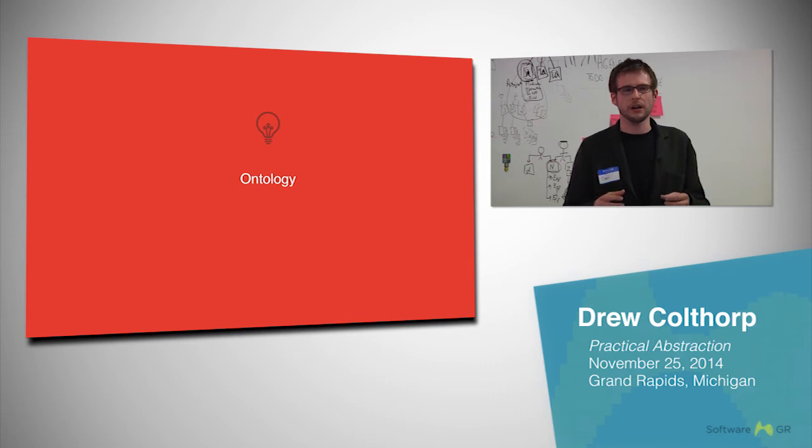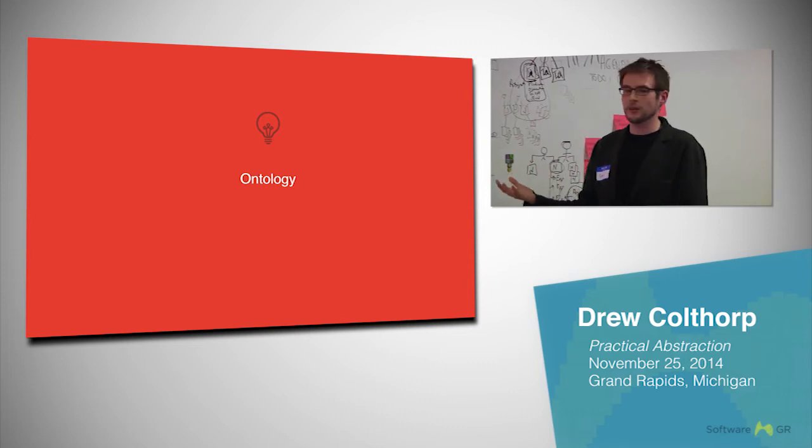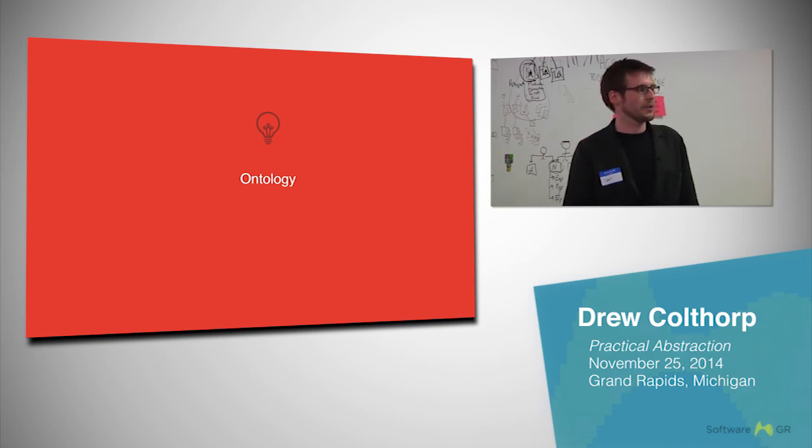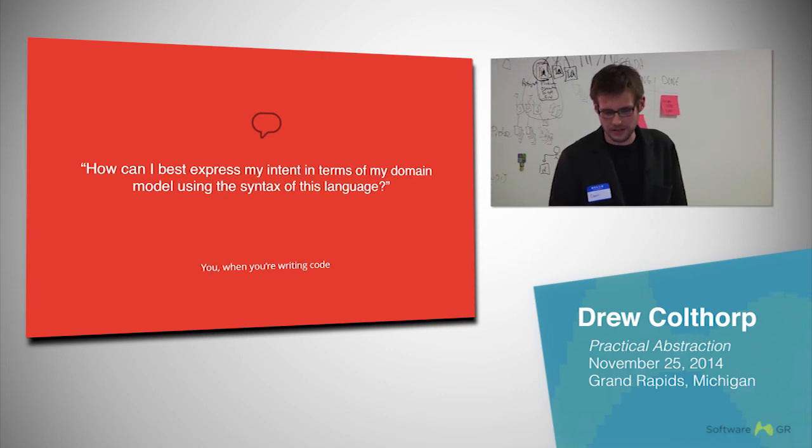But the code that I'm writing, I think of it as an expression, a story in terms of the ideas that I have in my head, in terms of the domain model that I've spent a lot of time thinking about. So think about your code as an ontology, as a representation of the way that you think about things, and make sure that it's a good, accurate representation, that you're not telling lies in your code about how it is that you think about things.